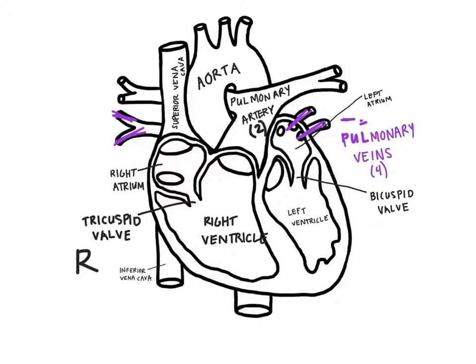And just to continue and finish up with our labeling, blood will then leave the left ventricle, and it's a little hard to see, but it comes through here under the pulmonary artery to the aorta. And then the aorta will send it off.